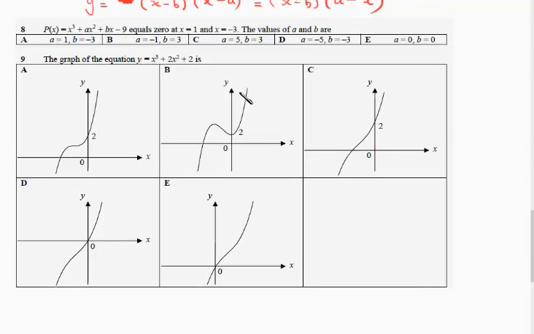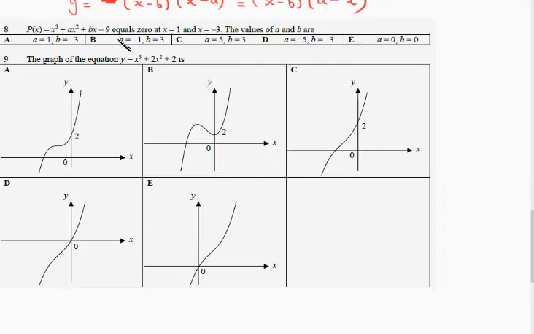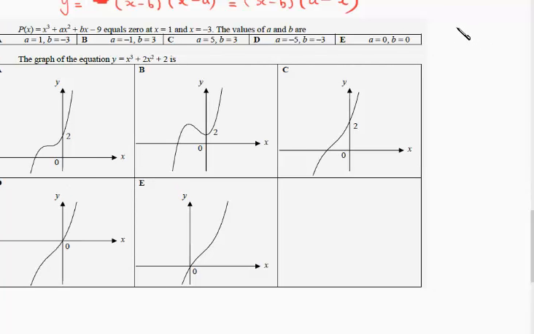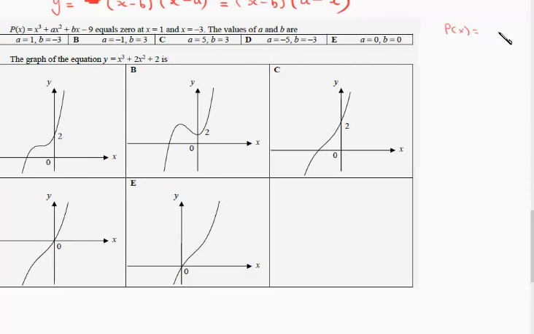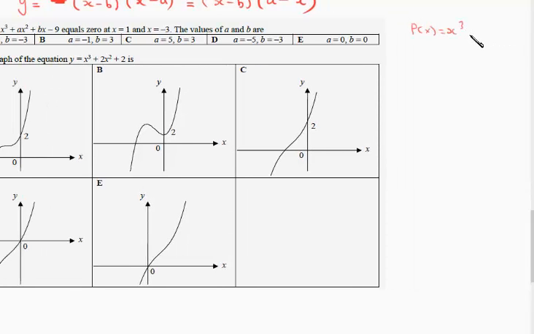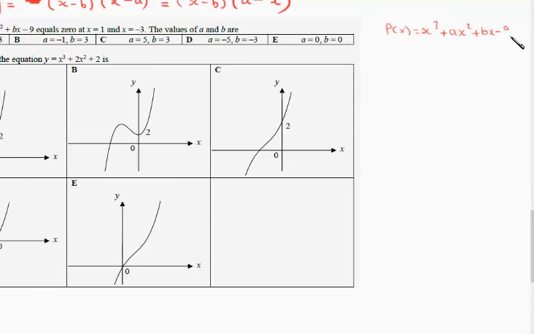Okay, firstly, there are two unknowns. They say this equals 0 at x equals 1 and x equals -3. That means this is divisible by x minus 1. So this polynomial, p(x), is equal to x to the power of 3 plus ax squared plus bx minus 9. And this definitely is divisible by x minus 1 and x plus 3. That's why when you plug in x equals 1 or x equals -3, this whole thing equals 0.